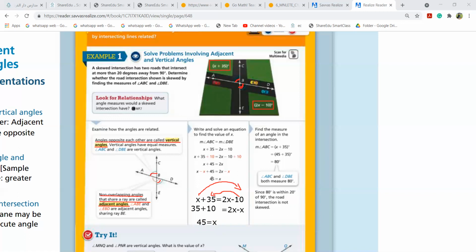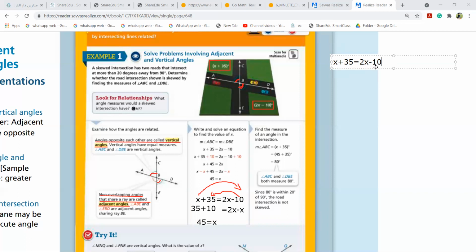Did you understand this? No. Okay, again. x plus 35 equals 2x minus 10. Did you get this? This you got, why I wrote this, because these two angles are equal. x plus 35 is equal to 2x minus 10. I wrote it for you. This line you understood?